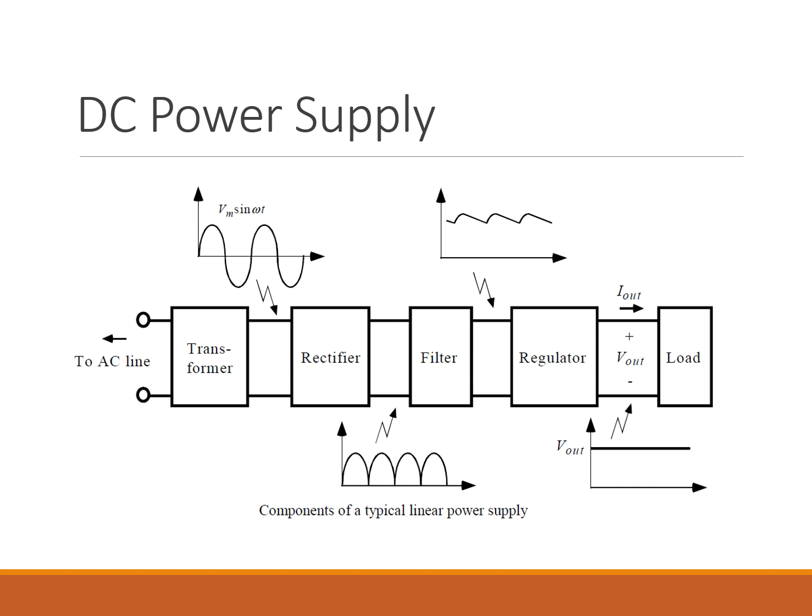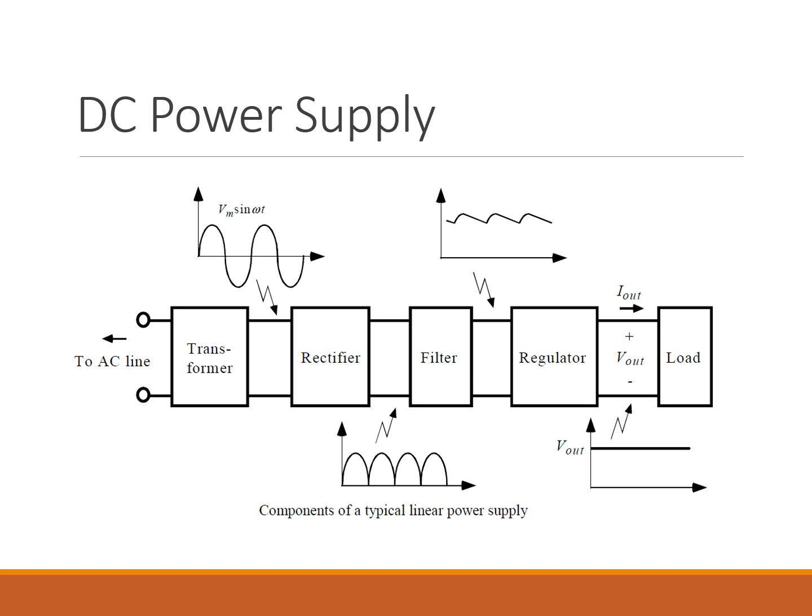The next part is the filter. And so the filter smooths out those bumps, usually made with capacitors or inductors, and it turns the rough DC into a more stable voltage. So it's got ripples still, but not as bad as before. They're much smaller ripples and much cleaner.